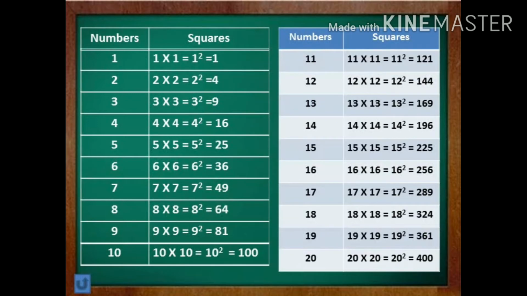The table here shows the squares of numbers from 1 to 20. So square of 11 is 121, square of 12 is 144, square of 13 is 169, square of 14 is 196, square of 15 is 225, square of 16 is 256, square of 17 is 289, square of 18 is 324, square of 19 is 361, and square of 20 is 400.